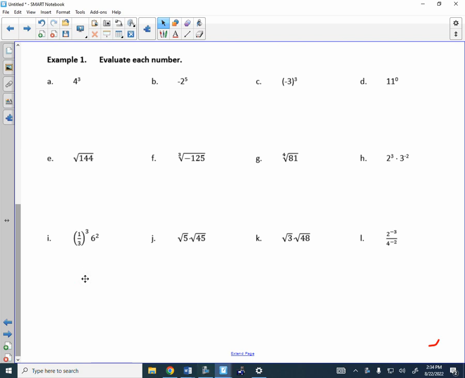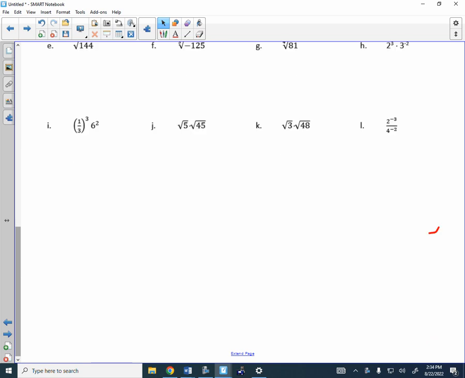So we left off with H. We're at I. Is that correct? Yep. So let's just work through some of these pieces together. How would you begin evaluating that? What would you do first?